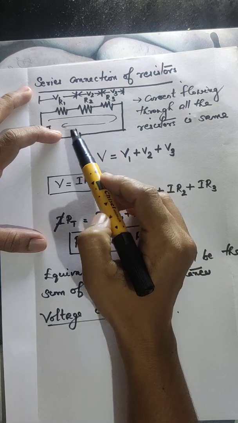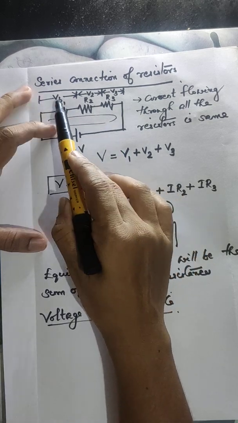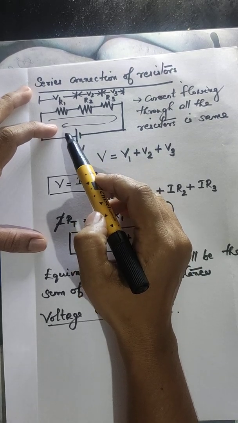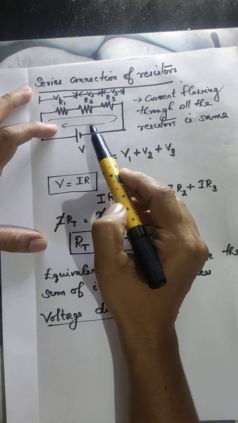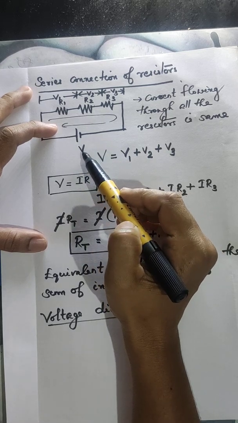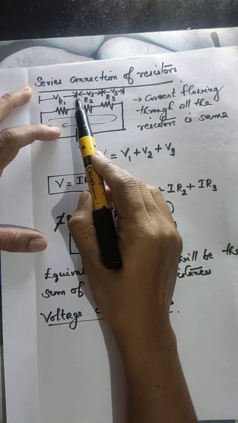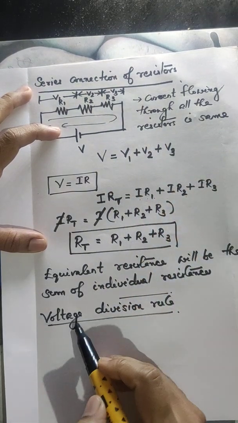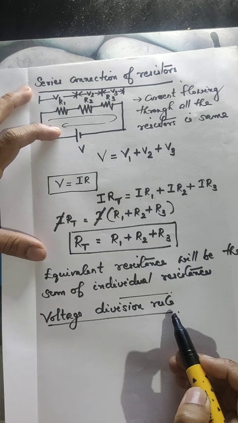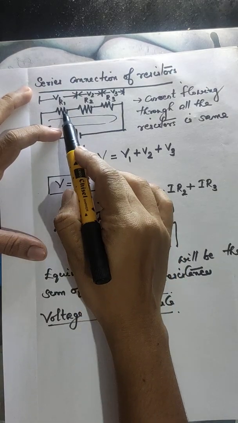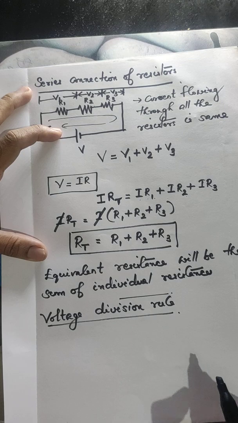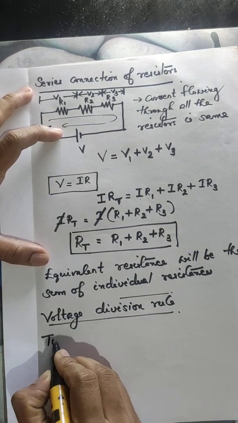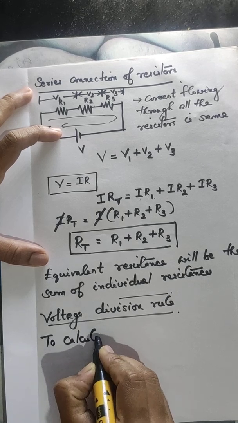That means in a series circuit, we will get different voltage levels from a single voltage source. We are using a voltage source or a battery having a voltage V, but we will get different voltage levels across the different resistors. And voltage division rule enables us to calculate the voltage across each of the components in a series connected circuit.